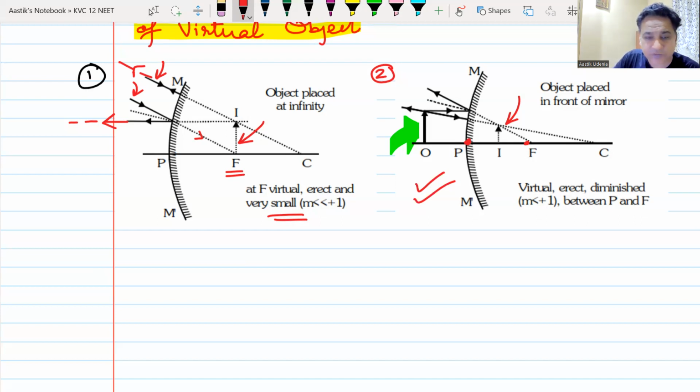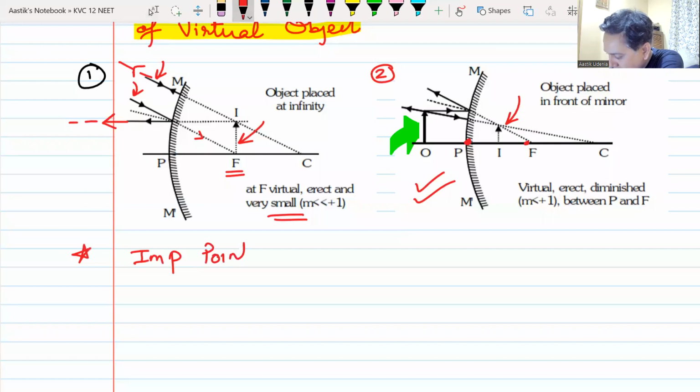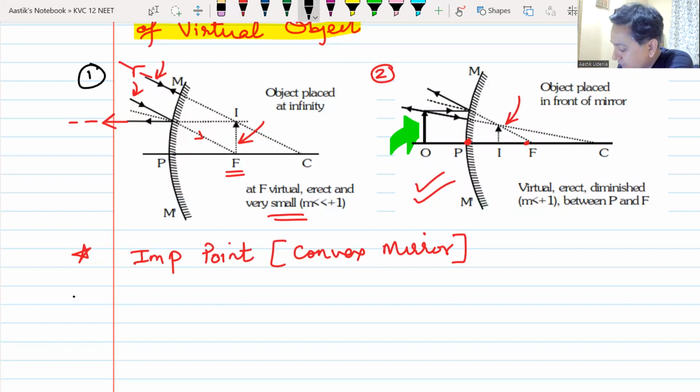Do we understand this? Yes or no? Yes, sir. Have you noted it down? Yes, sir. Okay. We have written some important points about concave mirror. Now is the turn of important points about convex mirrors.